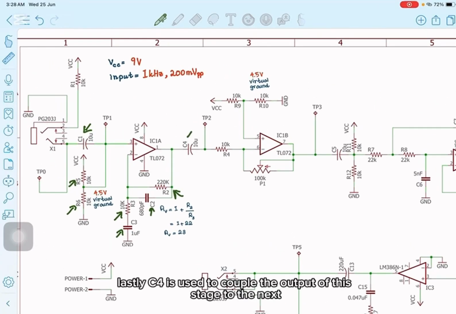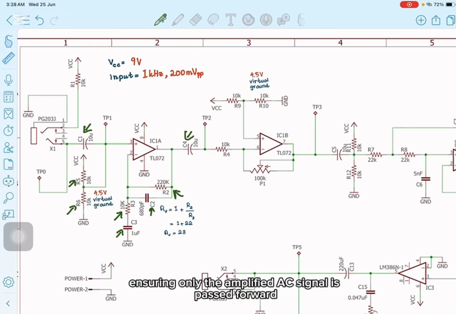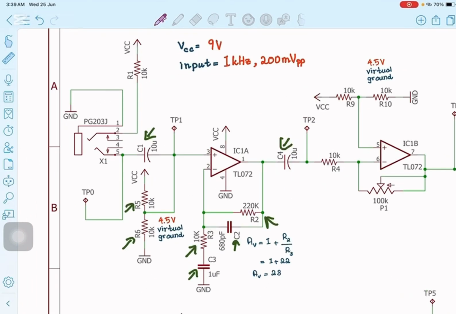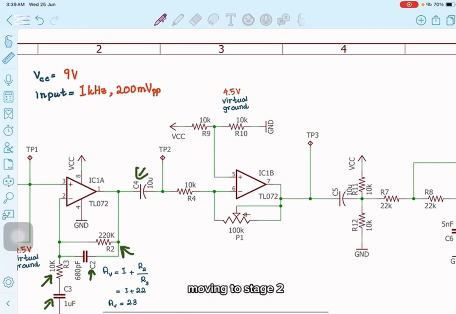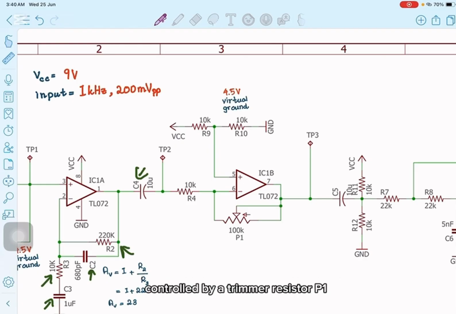Lastly, C4 is used to couple the output of this stage to the next while blocking any DC offset, ensuring only the amplified AC signal is passed forward. Moving to stage 2, this part of the circuit uses IC1B, the second operational amplifier inside the TL072 chip. This stage provides adjustable gain using negative feedback controlled by a trimmer resistor P1.